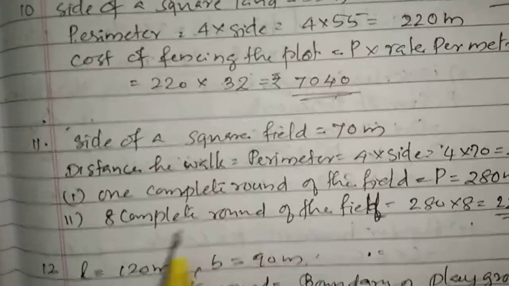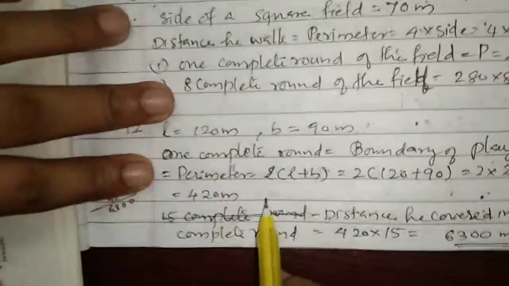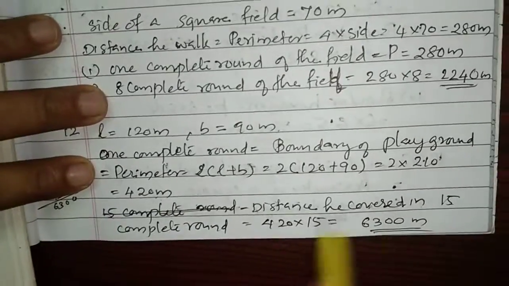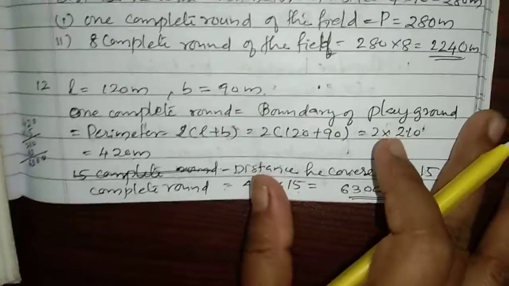Look at here. Perimeter equals 2 into L plus B, we will get 420 meter. Distance covered by 15 complete rounds means that perimeter into 15. It's only you have to find out. The 13th question is the same type of question. You have to do it as homework.